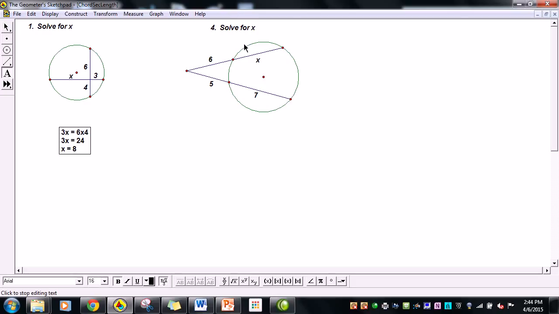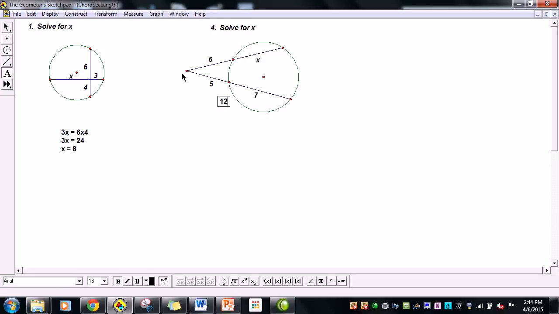Number 4 here, I'm looking at really 2 secants. So I'm going to use a secant rule. Now what's different about secants is that there's a whole length, and then there's an outside length, right? The length outside the circle. Right? So in this case, the whole length would be 12. Right? So I'll just note that that's 12. And then the outside piece would be 5.